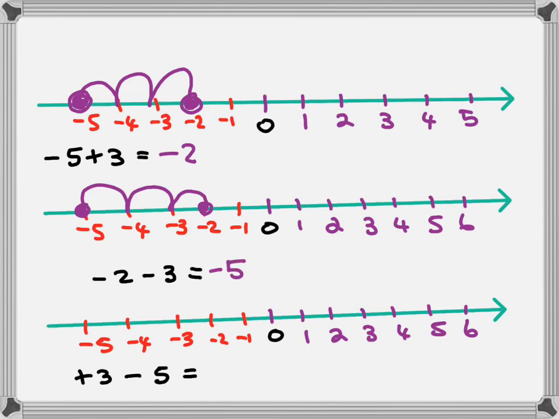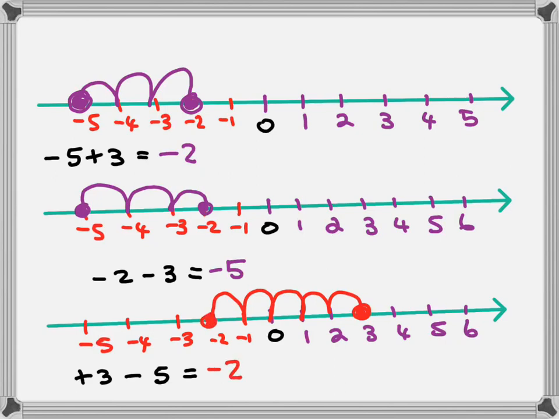Okay. The next one, we have plus 3 minus 5. It's a minus again, so we're going to end up going into this territory. And let's see how far we're going into that territory. First, we've got to go to plus 3. Remember, plus is on this side here. So plus 3 is there. Plus 3 minus 5. So we're going 5 jumps backwards. 1, 2, 3, 4, 5. We ended up on minus 2.